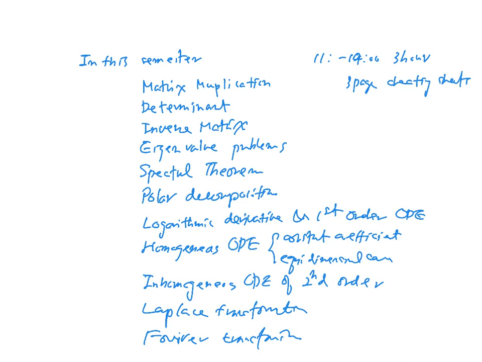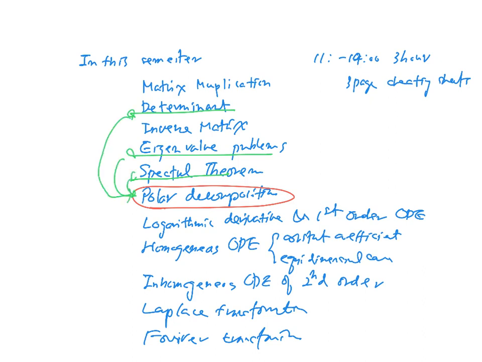So one good problem is polar decomposition. Actually, you need to calculate a determinant, solve an eigenvalue problem, and you have to know the spectral theorem. The polar decomposition requires all three: determinant, eigenvalue, and spectral theorem. So I think polar decomposition can be a very good candidate for a final.